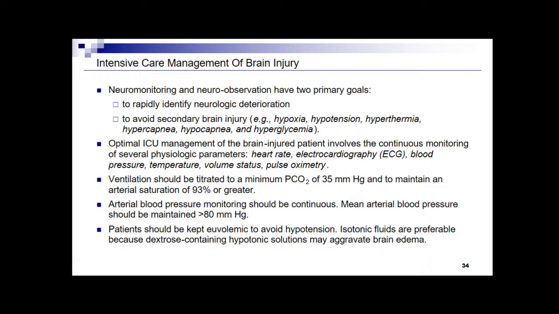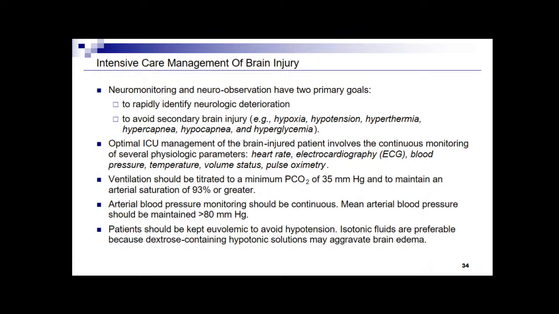Optimal intensive care unit management of the brain injury patient involves continuous monitoring of physiological parameters such as heart rate, ECG, electrocardiography, blood pressure, body temperature, volume status, and pulse oximetry. Pulse oximetry is a measuring of gases, partial pressure of gases in the peripheral blood of the patient. I mean partial pressure of carbon dioxide and oxygen.